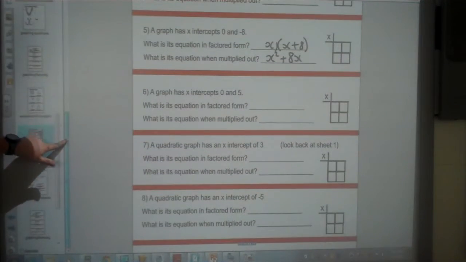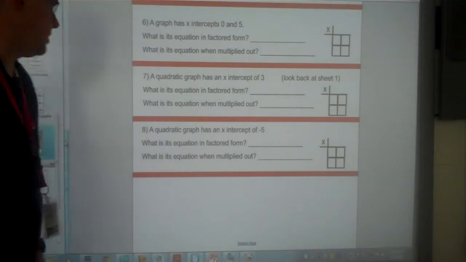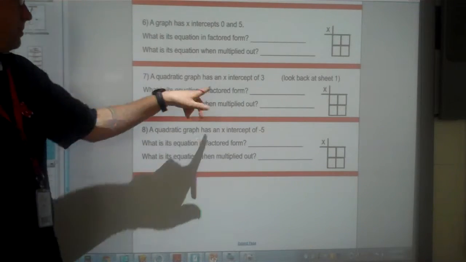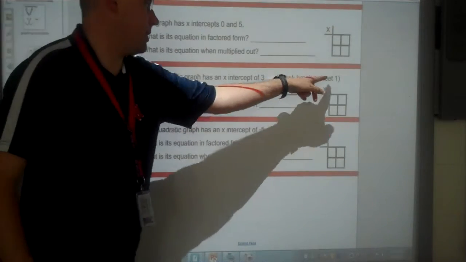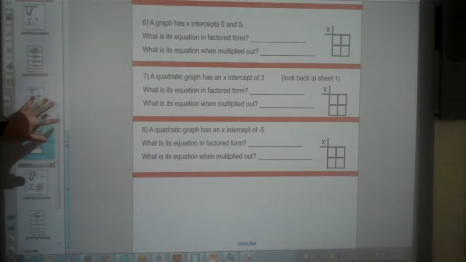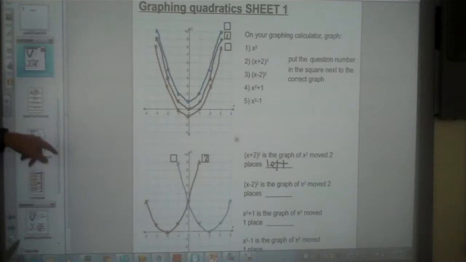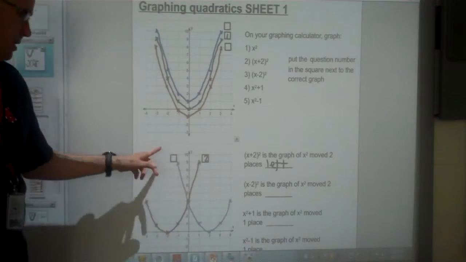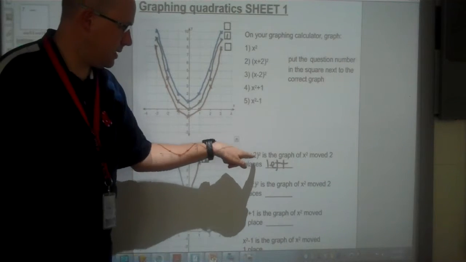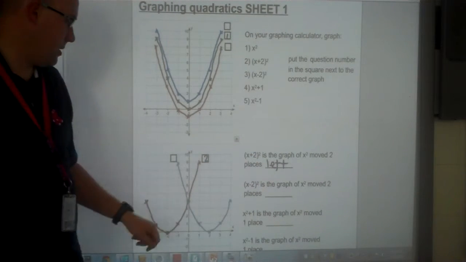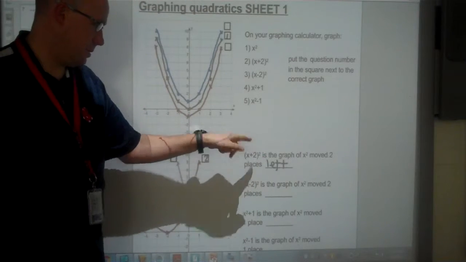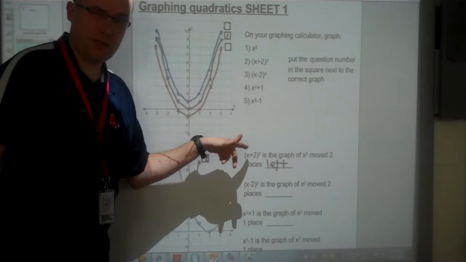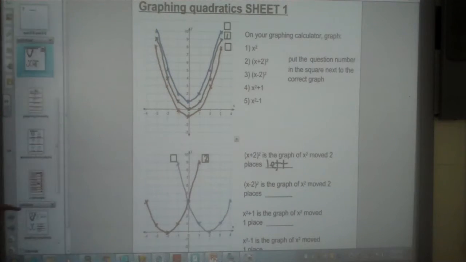And I'm going to do one final one from this. I'm going to look at number 7. It says a quadratic graph has an x-intercept of 3, so only one intercept. What is its equation in factored form? Now it says look back on sheet 1, so let's go back to sheet 1. And notice these graphs here only have one intercept. What was special about those graphs? It was this thing here, but it was squared. So if it went through 2, I put, that was this graph here. If it went through -2, I put +2, I did the opposite, and then I squared my answer.